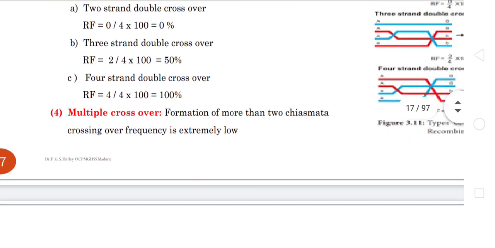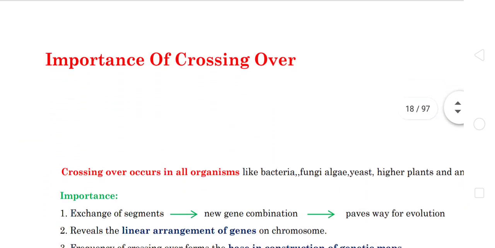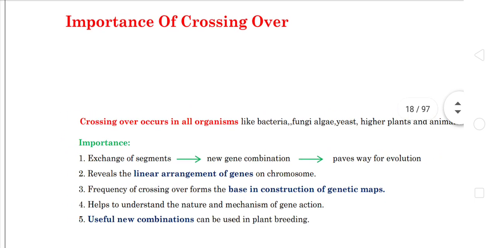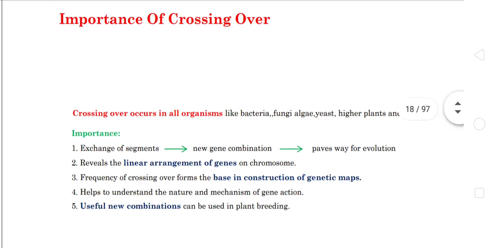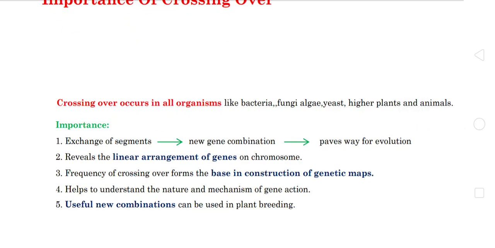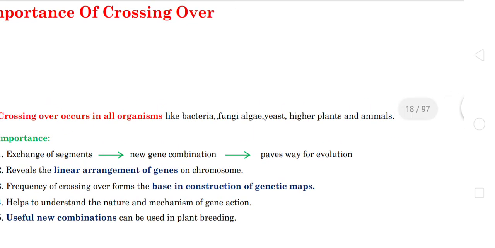And next you have to see the importance of crossing over. This is an important 5-mark question. Repeatedly, 5-mark questions come from this lesson. One of the important 5-mark questions is crossing over, and the 3-mark question is importance of crossing over. So listen carefully and learn well. Crossing over is involved in both prokaryotic as well as eukaryotic organisms, for example, bacteria, fungi, yeast, higher plants and higher animals.